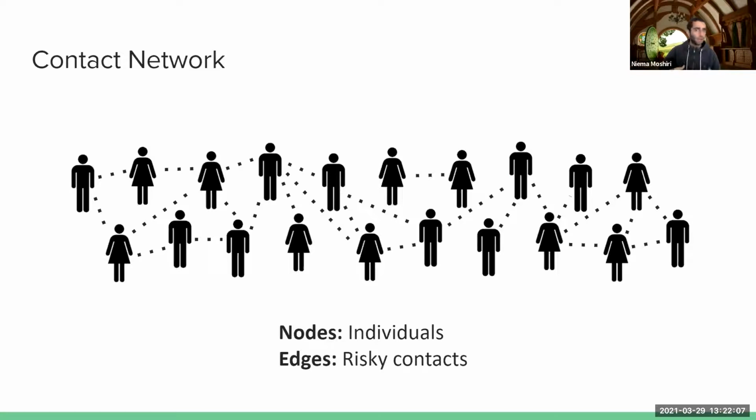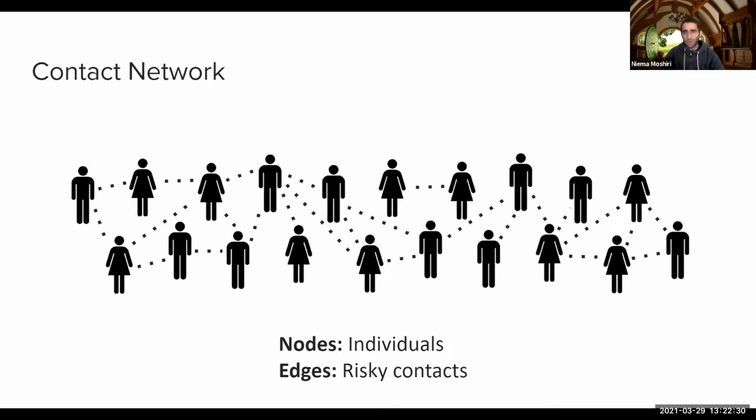So for HIV, these risky contacts might be sexual contact or shared injection drug use, stuff like that. For COVID-19, these contacts are just like, were you in the same room without wearing masks or stuff like that? So depending on what virus you're looking at, and specifically what the mode of transmission is, what defines a risky contact changes from virus to virus.